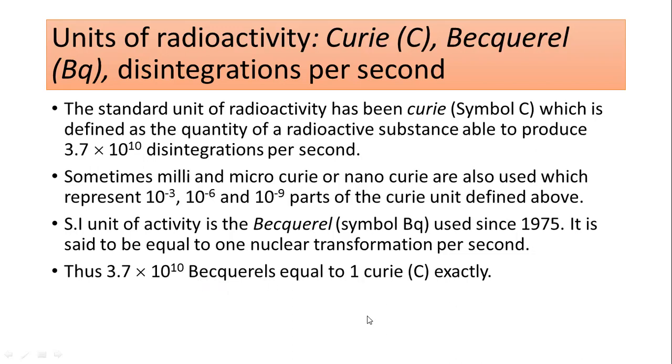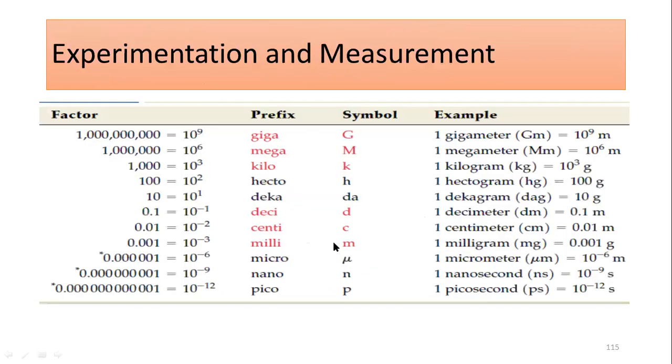That would be 1 divided by 3 exponent 10. That will give you the value in becquerel. The becquerel is simply the nuclear transformation per second, or the disintegration per second. That is, one disintegration per second. This is the becquerel. Now, these are the units as per your convenience.